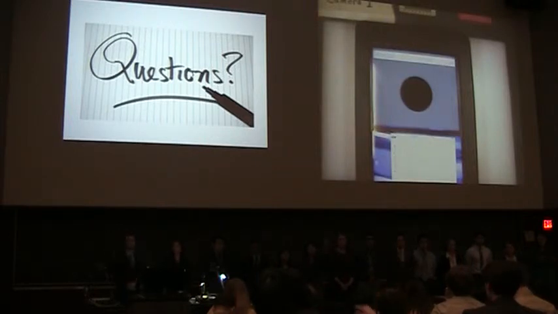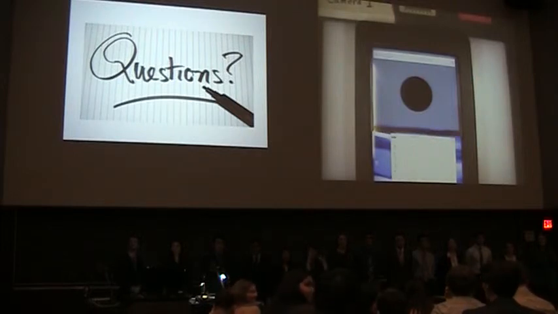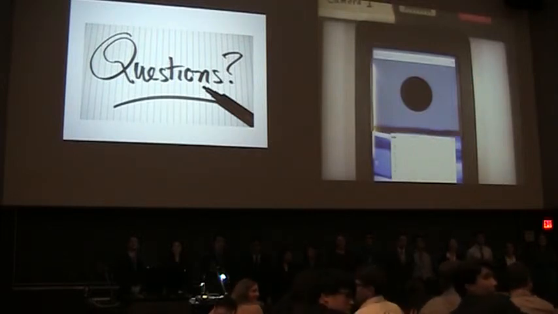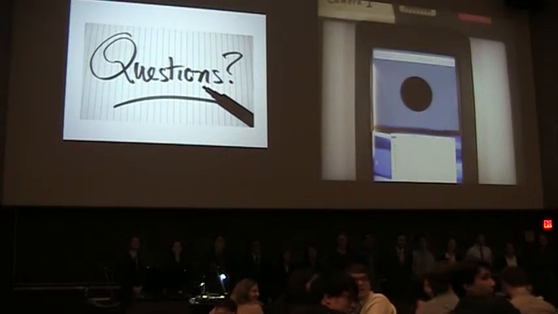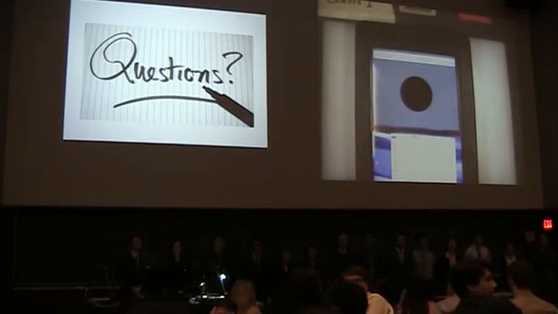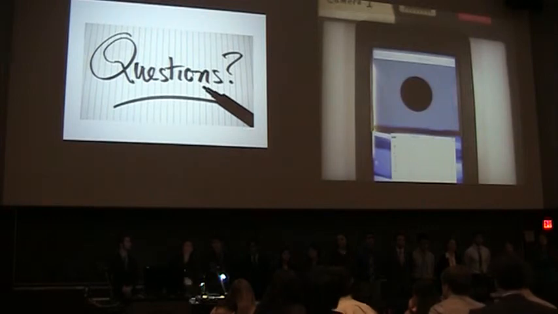In the back, in the burgundy shirt? Middle. How did you choose 1 week for the retention period? That was derived from previous lit review.